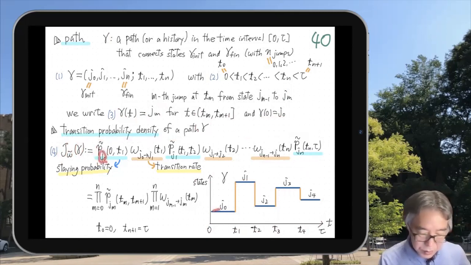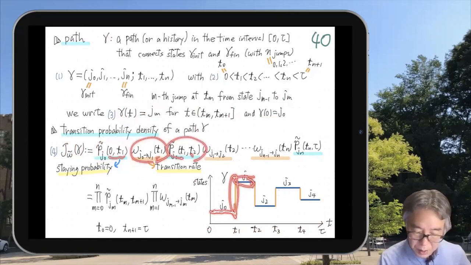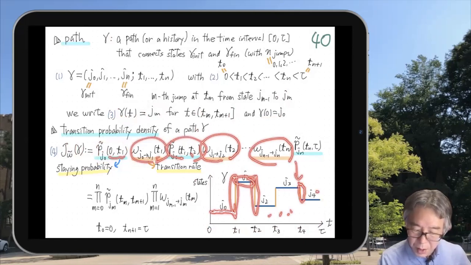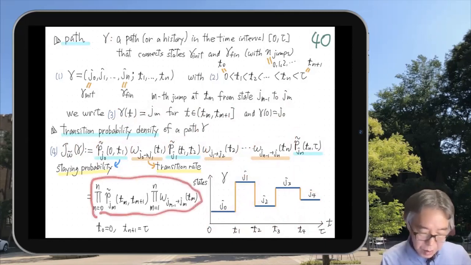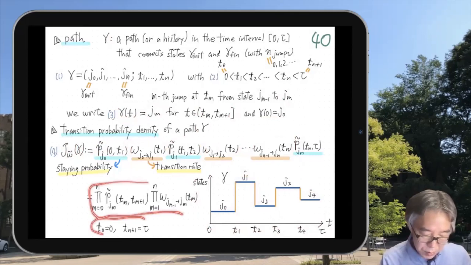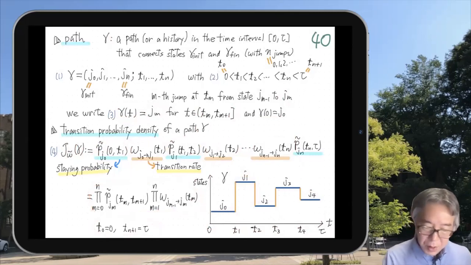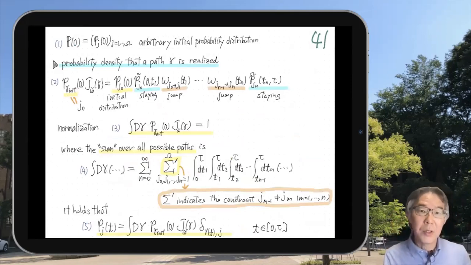It starts from j0, and here's the staying probability that the system will always stay in j0 throughout this interval. And then here's the transition rate corresponding to this jump. And then we have staying probability for this, jump rate for this, and so on. And finally, we have this jump rate for this final jump, and the staying probability from this final jump moment to the final time. And of course, you can write this compactly in this way. And yes, in this description, this convention is very important. Good. Now, in order to write down the probability density for a path, we need to specify the initial distribution.